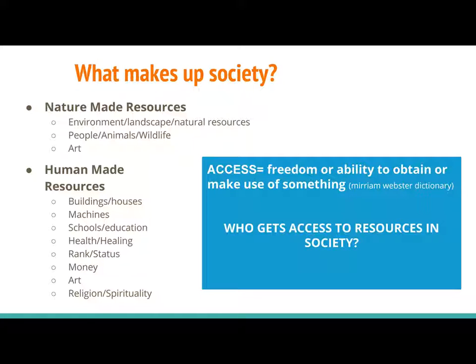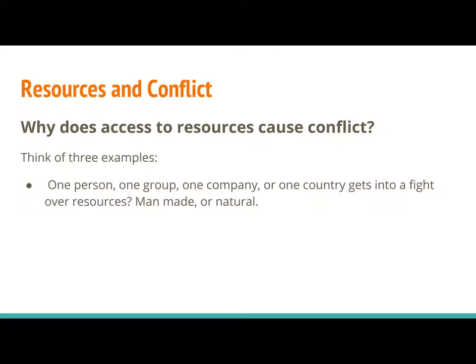And so an important question to ask is who has or who gets access to resources in society? So if we're thinking about social studies, a big question is who has access to these resources that make up society? And inevitably, it seems that as human beings, we tend to fight over resources, particularly around who has access to the resources. So why does this issue of who can access the resource cause conflict?